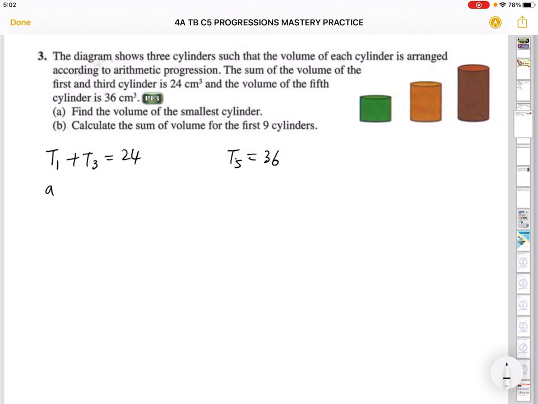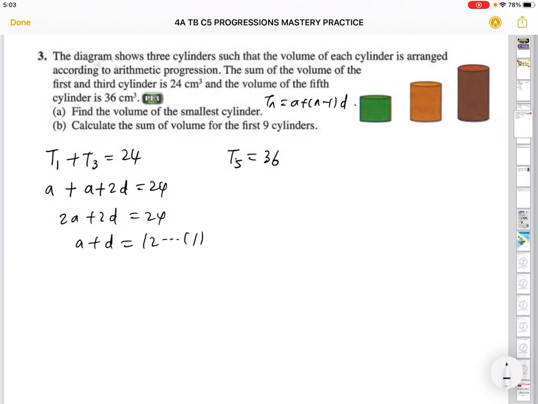This one will be a plus n minus 1 is 2d equals to 24. Remember, Tn equals to a plus n minus 1d. If your n is 3, n minus 1 is 2. So we can put this together. 2a plus 2d equals to 24. Maybe we can simplify this, divide everybody by 2. 24 divided by 2 is 12. I'm just going to leave this as equation 1.